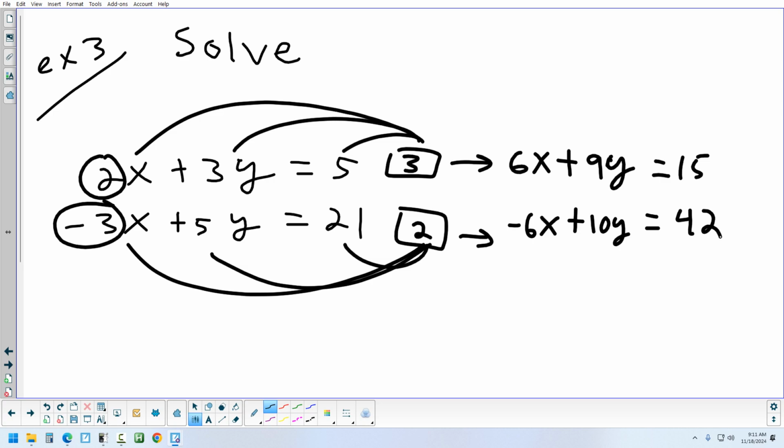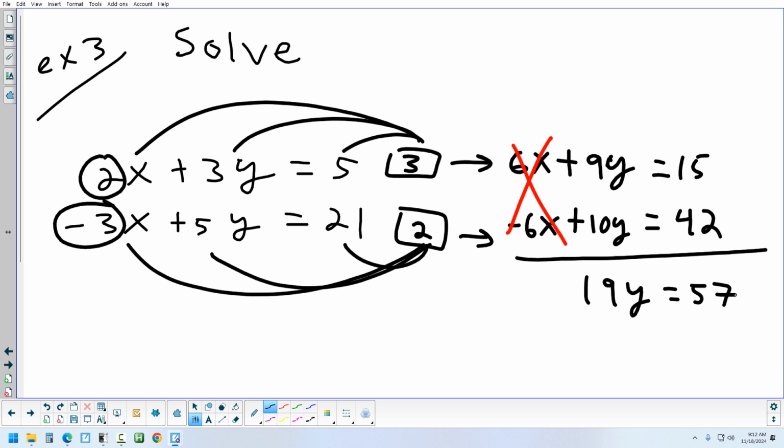Okay, so now when you add up these columns, what cancels out right away? X's are gone. And what's 9y plus 10y? Okay, we got 19y. And what's 15 plus 42? 57. Okay, when we look at that, we might think it's not going to come out nice, but actually that will come out to a nice answer.